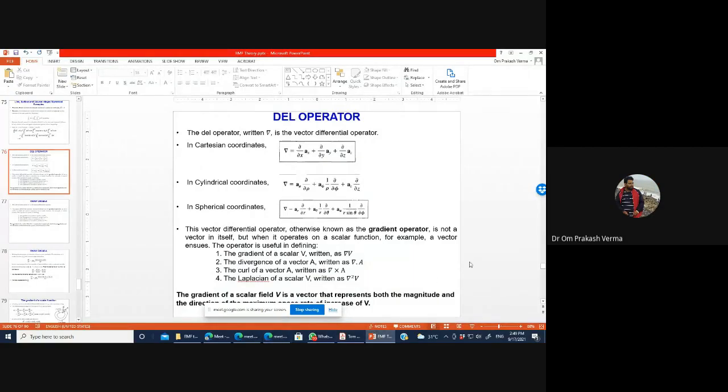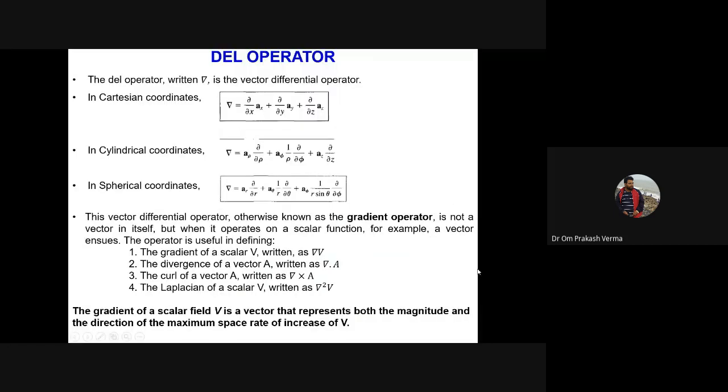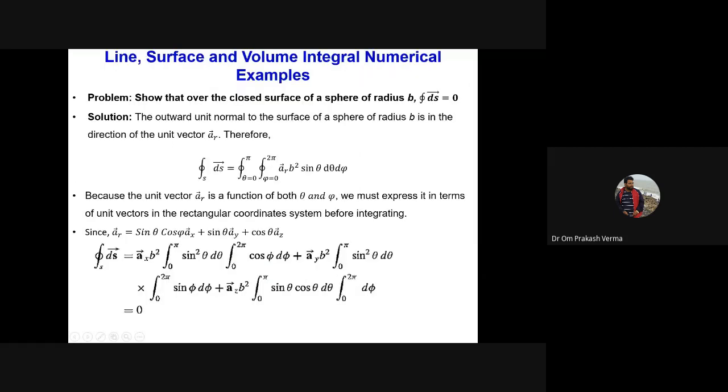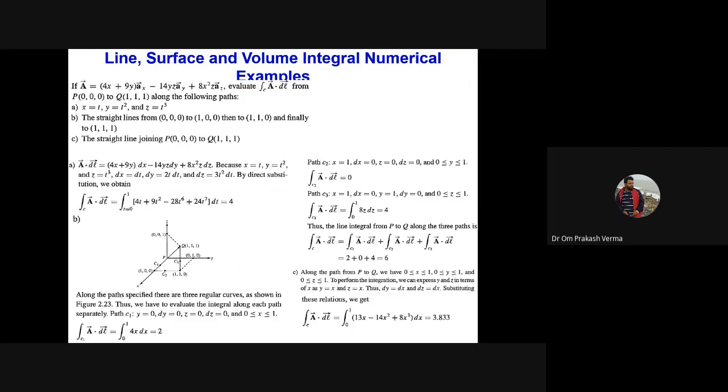Okay, so today we are going to discuss the del operator. In the previous class we covered the line, surface and volume integrals with suitable examples. We have already covered this example and I have given some numericals for practice. Here is the solution for the given problem that I solved in the previous session, so you can refer to this for the solution.